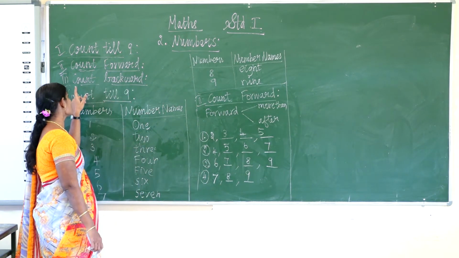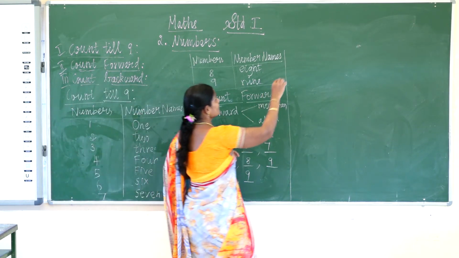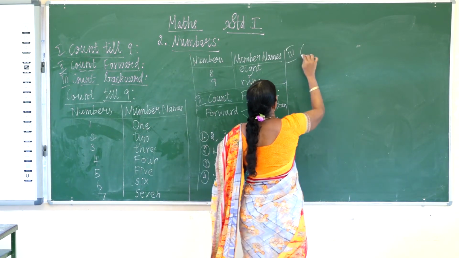Okay, then what's the third one? Count backward. The third one is count backward.